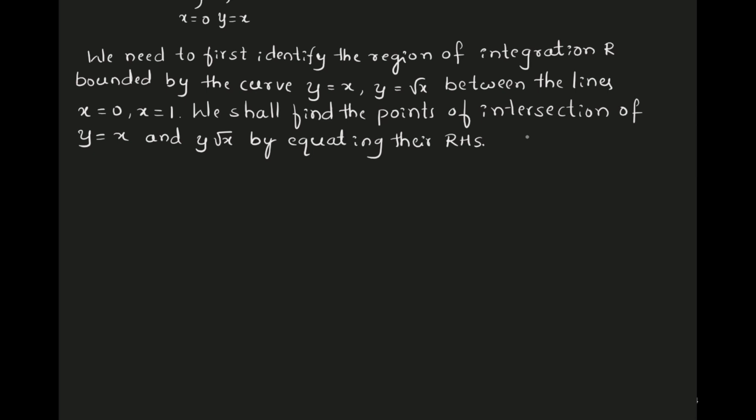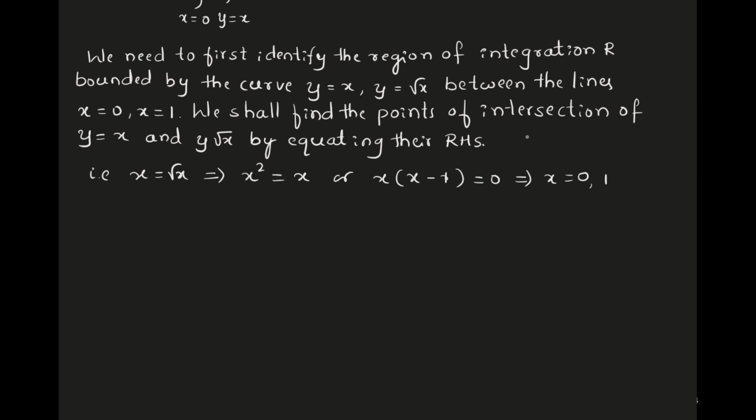When you equate, what happens? When we equate x equal to root x, what does it imply? We want to remove the roots, then square on both sides. x square equal to x, or x square minus x equal to 0, x into (x minus 1) equal to 0. What does it imply? x equal to 0 or x equal to 1.